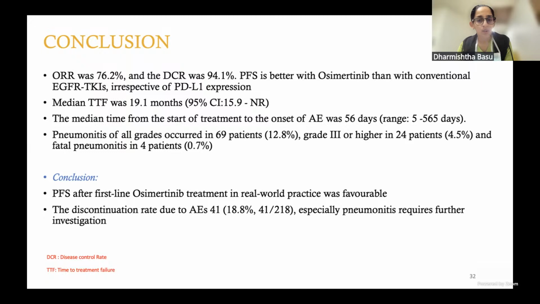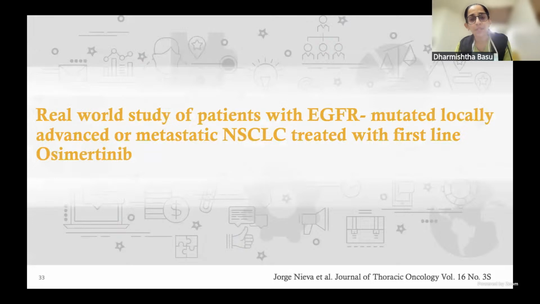PFS after first-line osimertinib in real practice is, in conclusion, found to be favorable. In this study particularly, the rate of discontinuation has been exceptionally high, especially because of pneumonitis. And why is it so? What the predisposing factors to osimertinib-associated pneumonitis are requires further investigation. A real-world study of patients with EGFR-mutated, locally advanced metastatic NSCLC treated with frontline osimertinib.